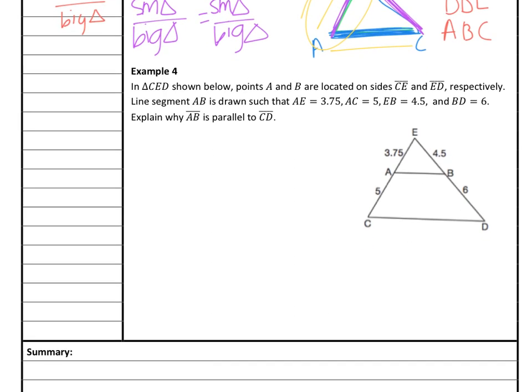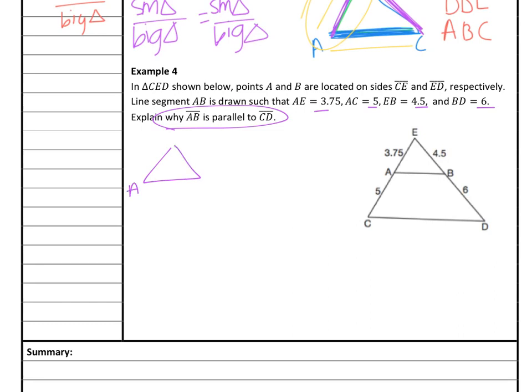And last but not least, example 4, this came right from a Regents exam. It says, in triangle CED shown below, points A and B are located on CE and ED respectively. Line segment AB is drawn such that, and then they give us a bunch of segment numbers, and those are already marked up for us. It says, explain why AB is parallel to CD. So first things first, when the pictures are inside of one another, you have to separate and redraw them.